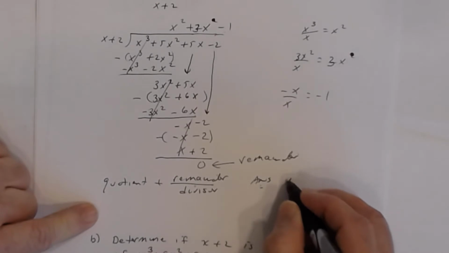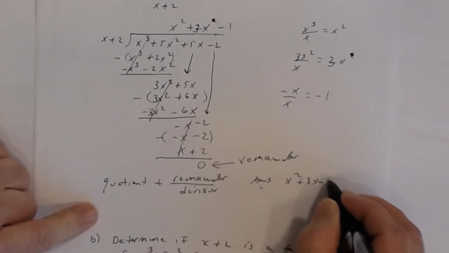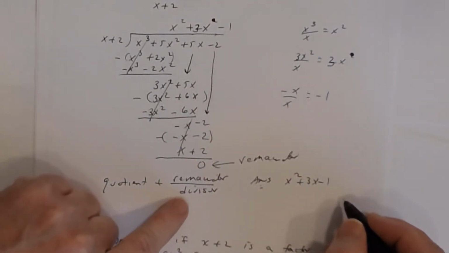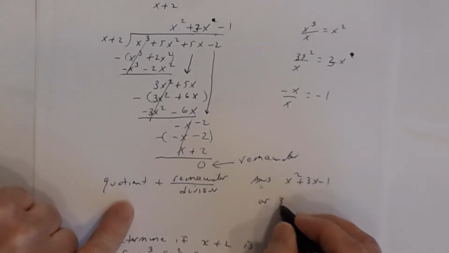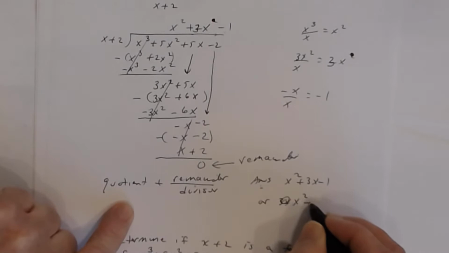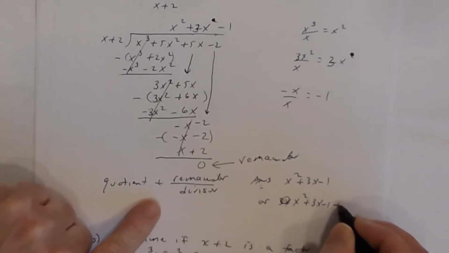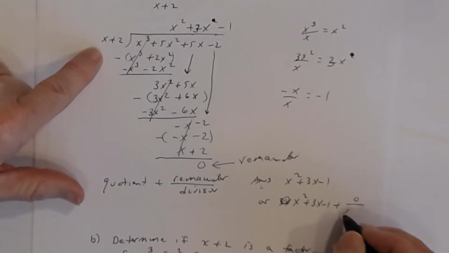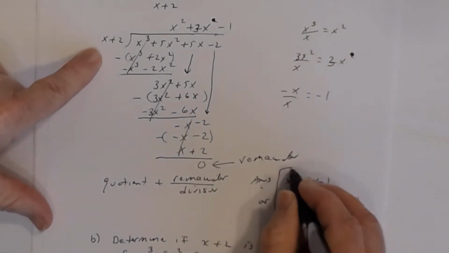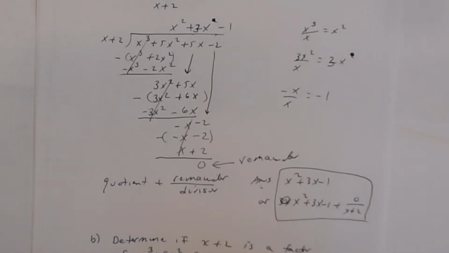So the quotient is just x squared plus 3x minus 1. Now, if you want to write it like this, you could say the quotient, which is x squared plus 3x minus 1 plus 0 divided by the divisor, which is x plus 2. So either one of those is fine.